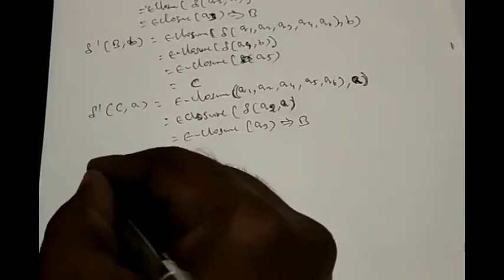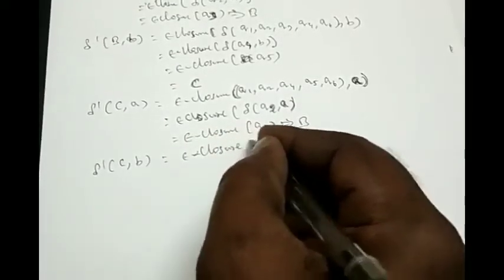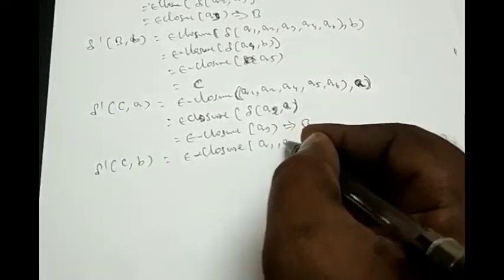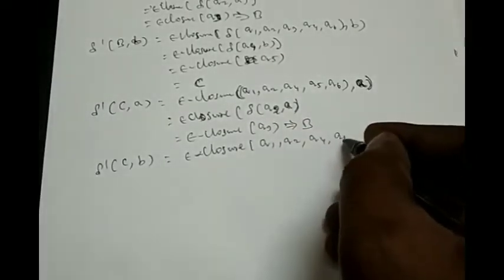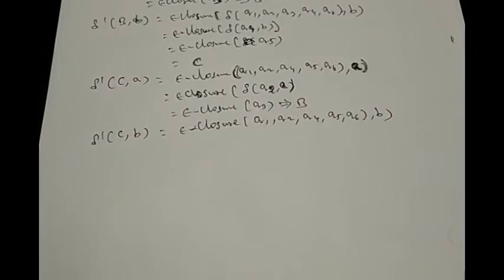Now one input I have applied. So no new state is getting generated so far except b and c. Now I apply delta dash of C comma b. So epsilon closure of Q1, Q2, Q4, Q5 and Q6 comma b. Where can I apply this b here? I can apply it only in Q4. When I apply b in Q4, you can see the diagram, it goes to Q6. So when I apply in Q4, it goes to Q5.